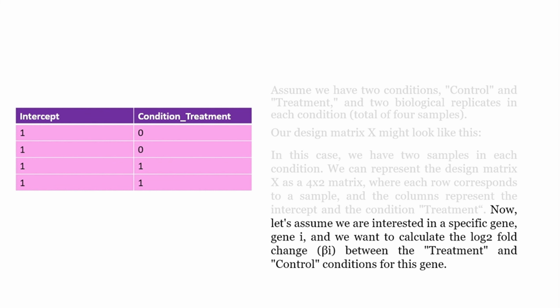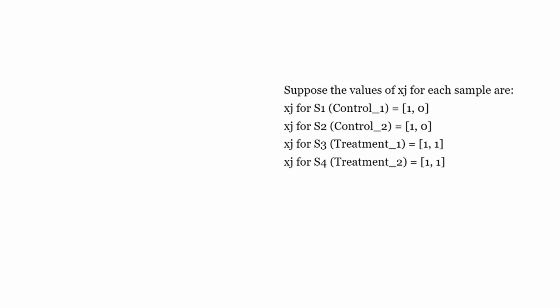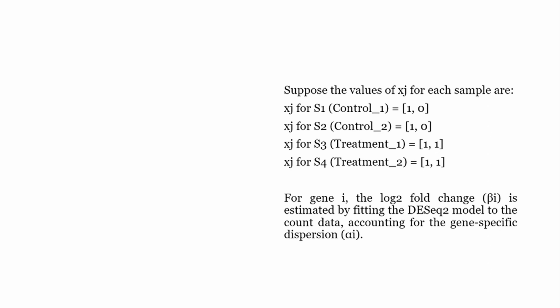Now let's assume we are interested in a specific gene, gene I, and we want to calculate the log2 fold change beta I between the treatment and control conditions for this gene. Suppose the values of xj for each sample are: xj for S1, control 1, is 1 and 0; xj for S2, control 2, is 1 and 0; xj for S3, treatment 1, is 1 and 1; xj for S4, treatment 2, is 1 and 1. For gene I, the log2 fold change beta I is estimated by fitting the DESeq2 model to the count data, accounting for the gene's specific dispersion, alpha I.